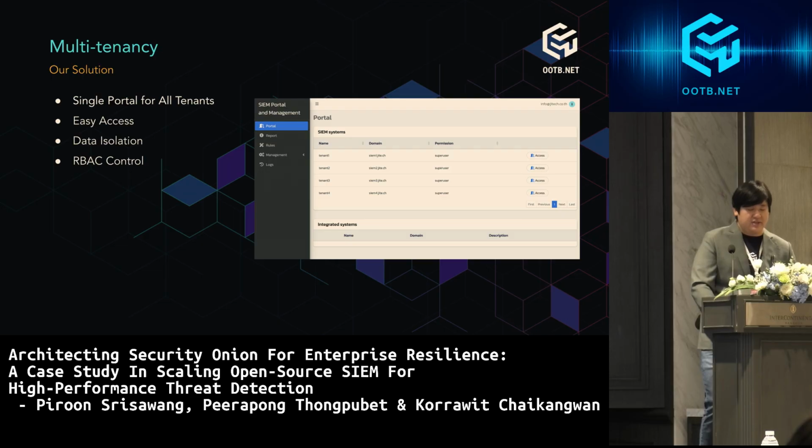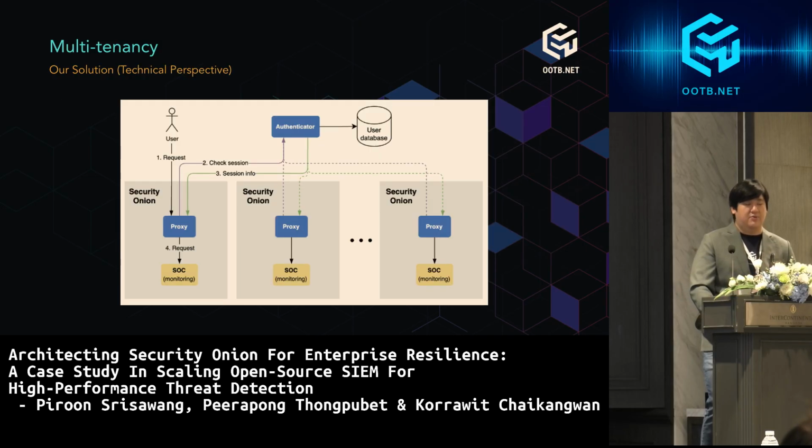Data isolation: all tenants share the same infrastructure, but their logs and dashboards are separate. A user from tenant A will never see data from tenant B. And role-based access control: permissions are managed per tenant, ensuring the analyst, admin, and manager only see what is relevant to their role.